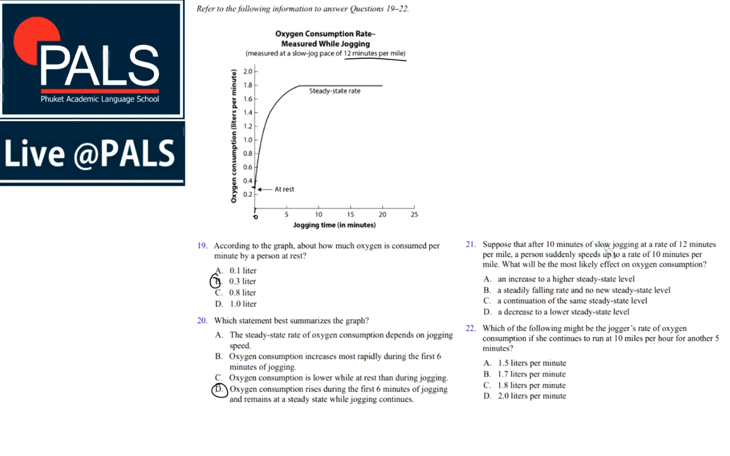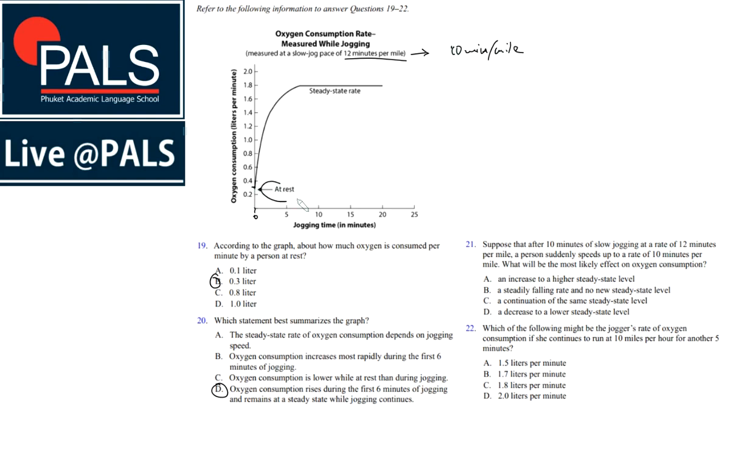Suppose that after 10 minutes of slow jogging at a rate of 12 minutes per mile, a person suddenly speeds up to a rate of 10 minutes per mile. So this jogging speed goes up from 12 minutes per mile to 10 minutes per mile. What will be the most likely effect on the oxygen consumption? So, person speeds up, runs faster.